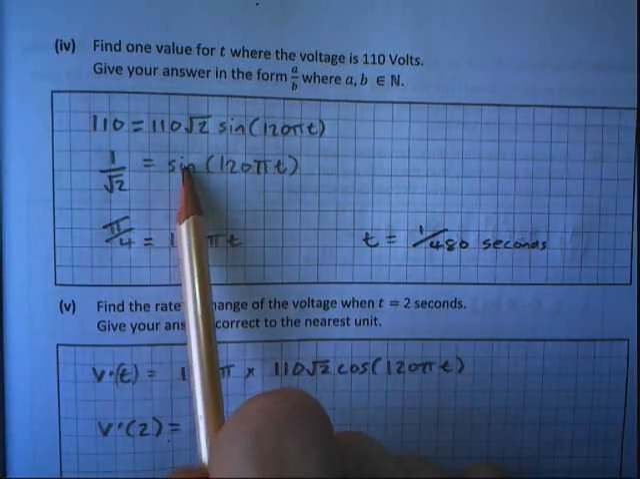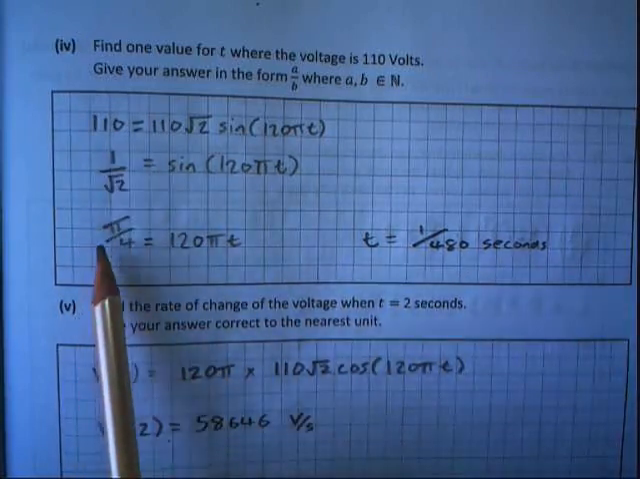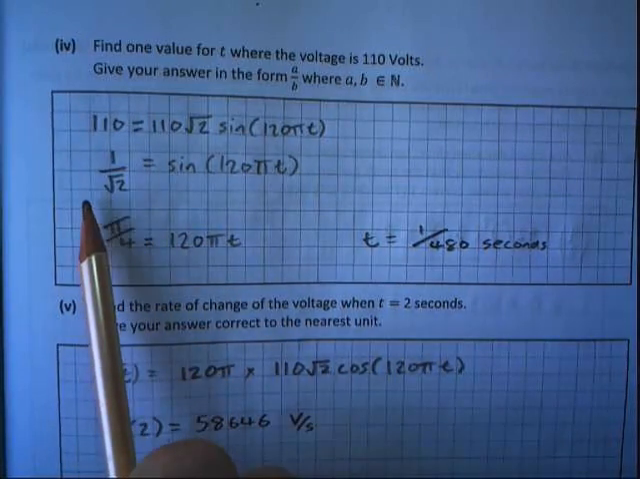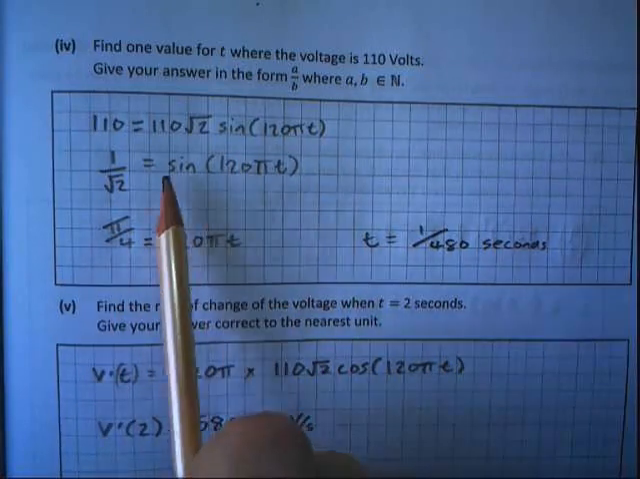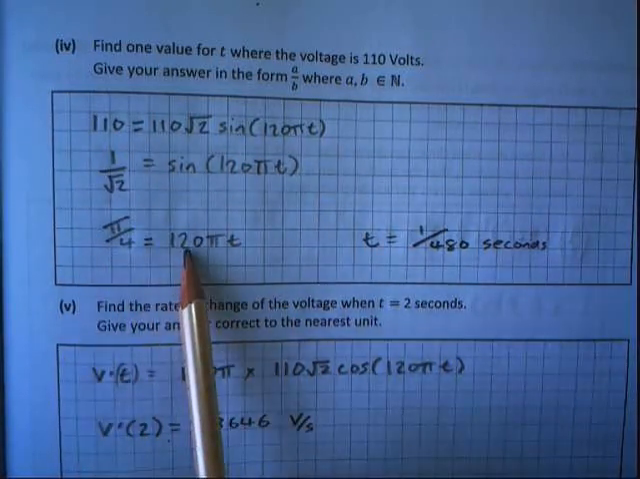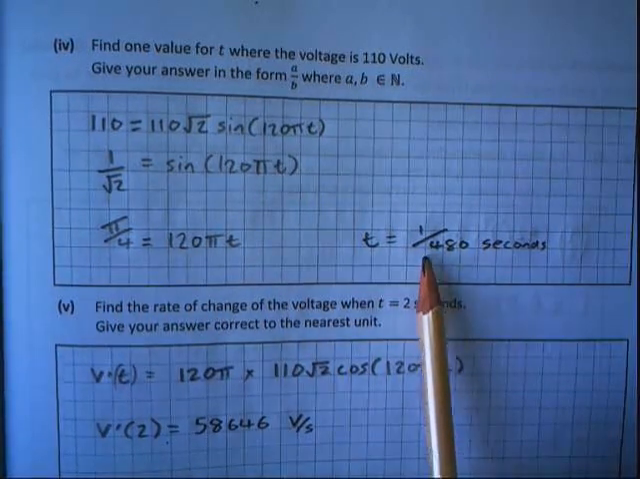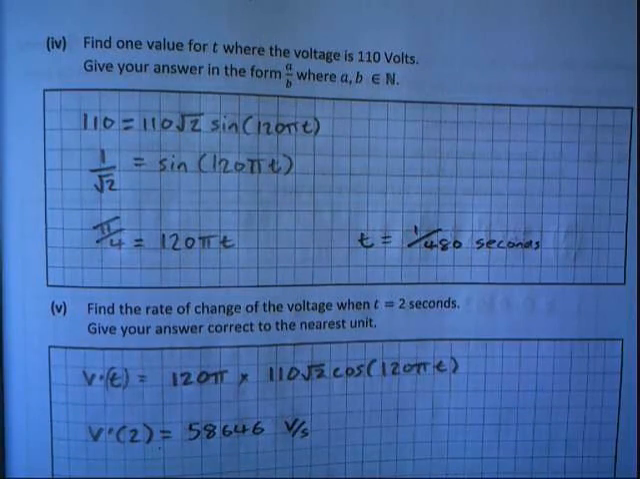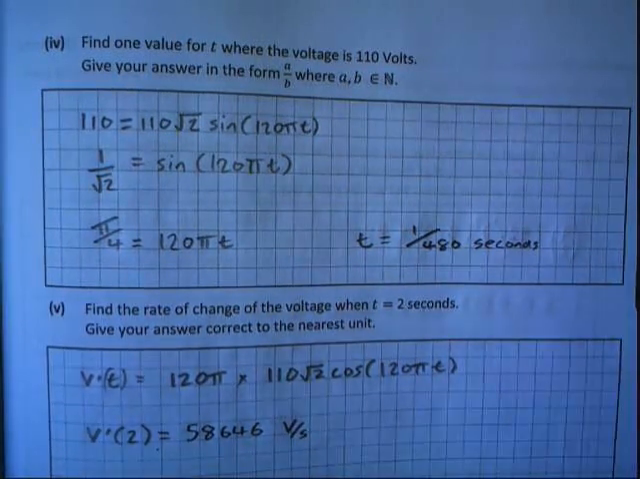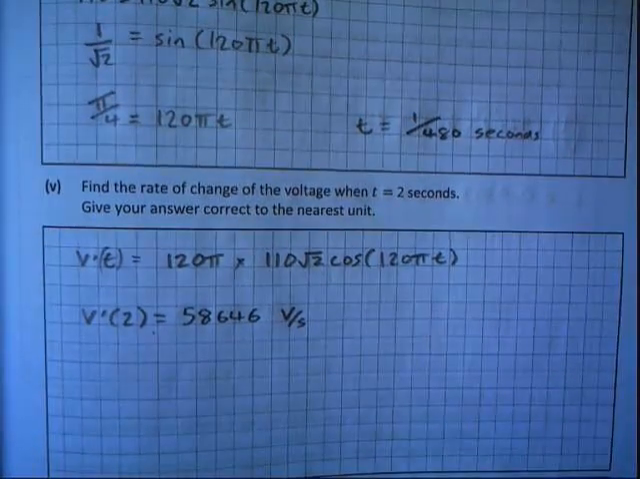Then you're going to move the sine, which means sine -1. Now sine -1 of this fraction is pi over 4. Remember you're in radians because you've got pi's everywhere. So sine -1 over there gives pi over 4. And then you're going to divide by 120 and divide by pi. So that gives you 1 over 480. And that's all in seconds, because again, t's in seconds, it gives you that at the start of the question.